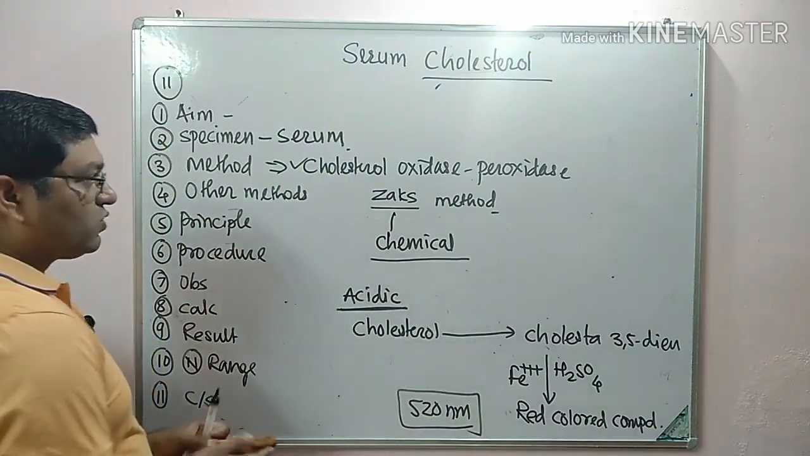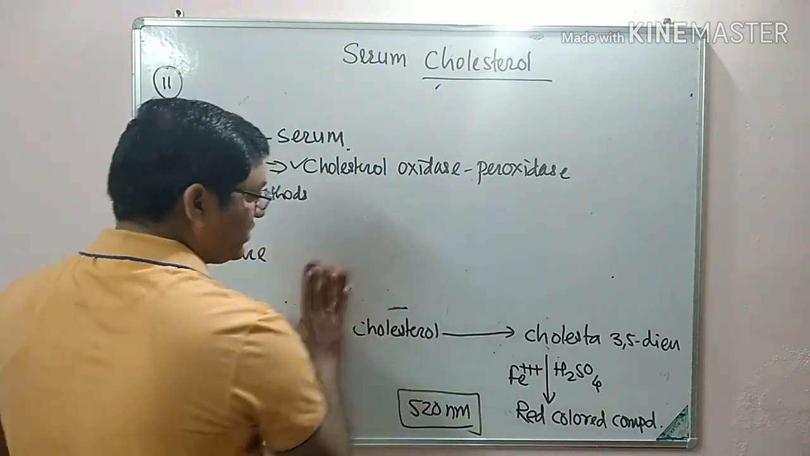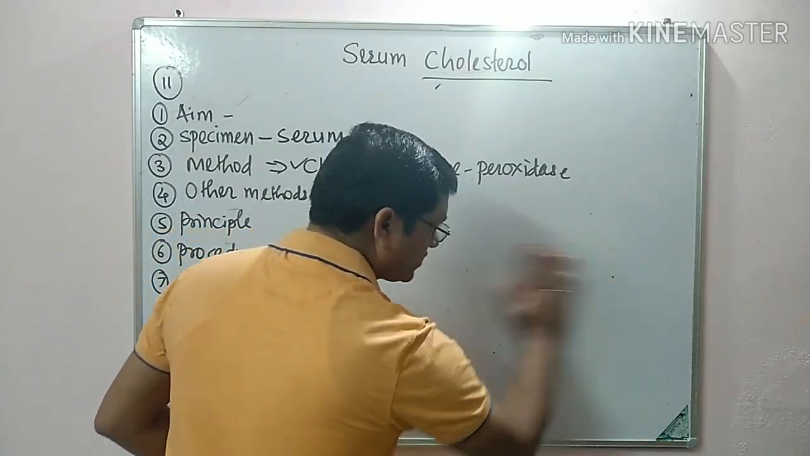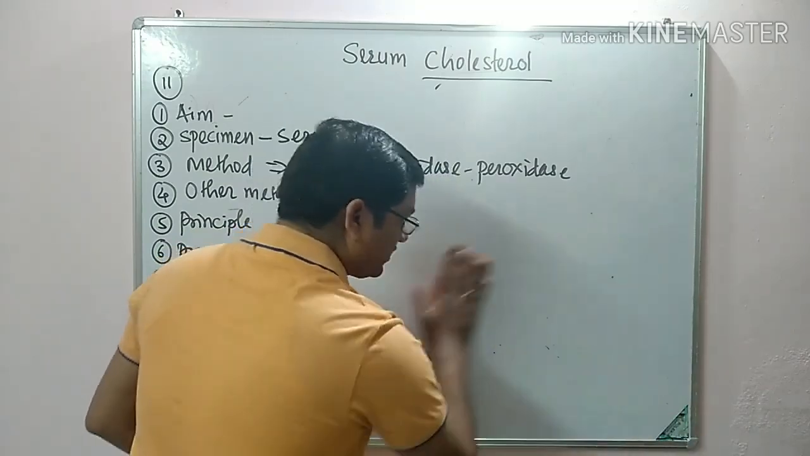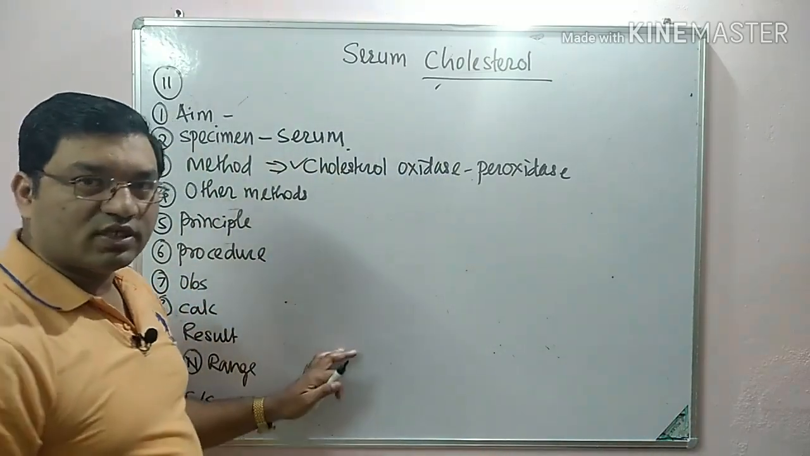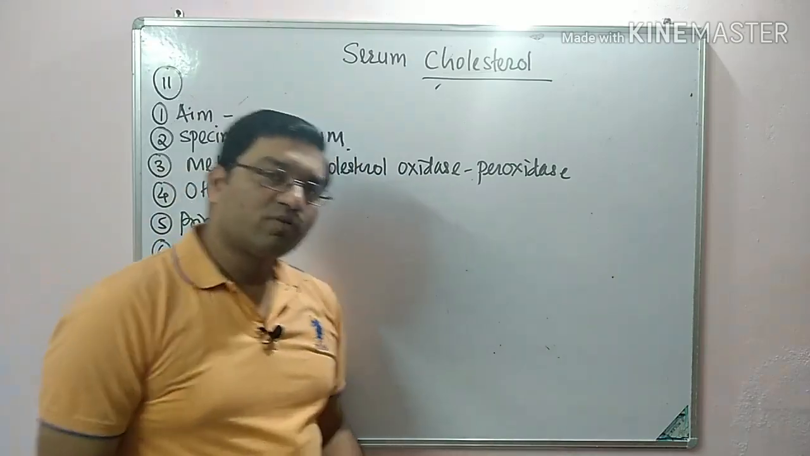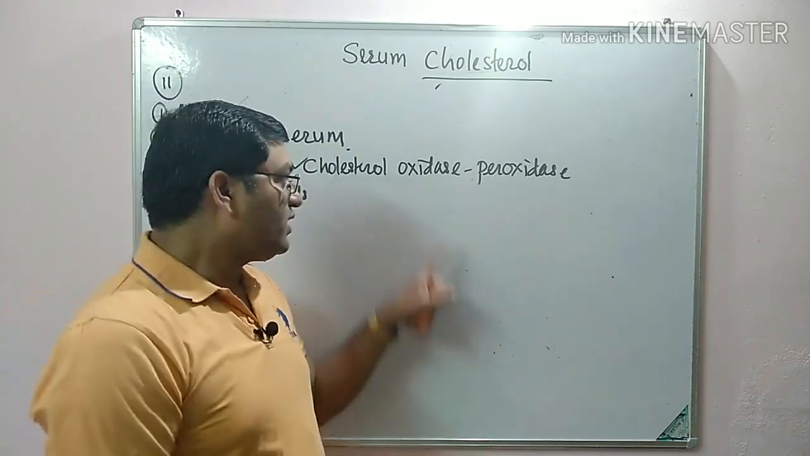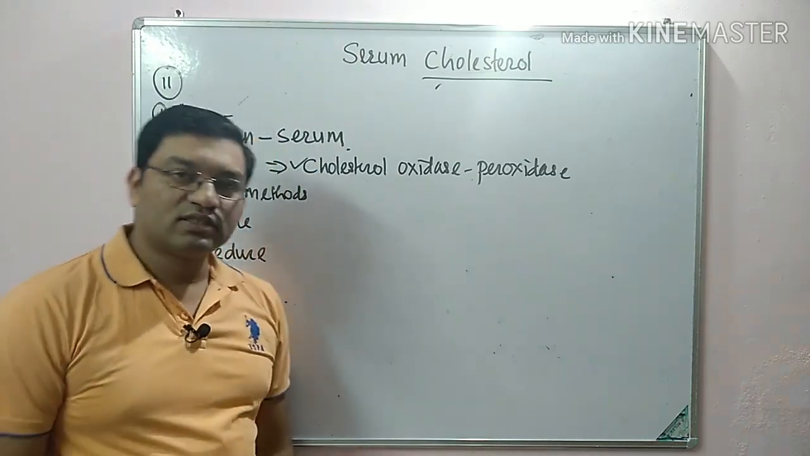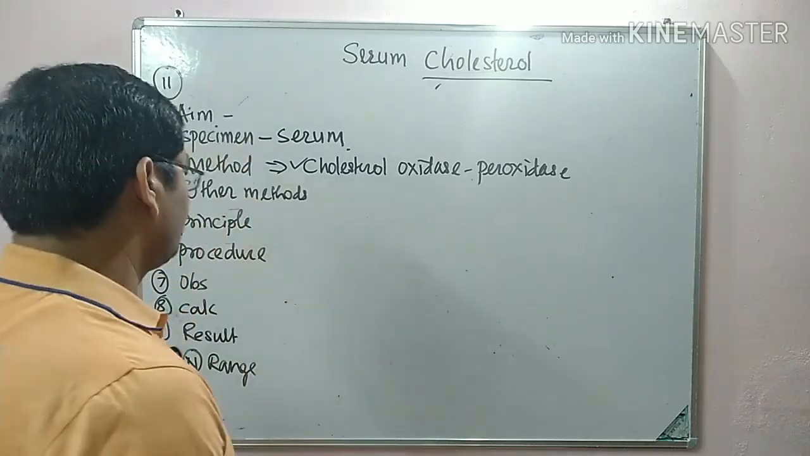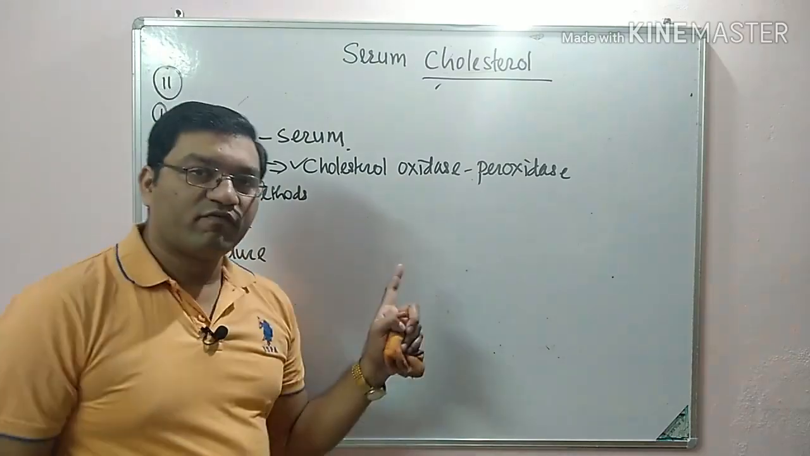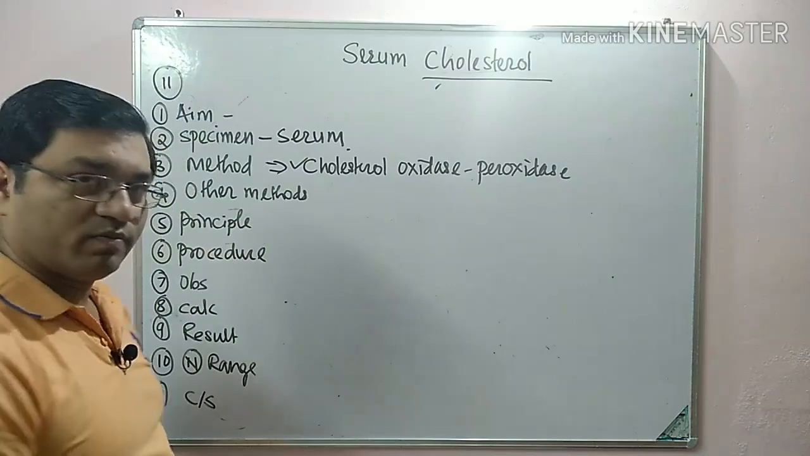Now coming to the cholesterol oxidase peroxidase method, this is an enzymatic method, more accurate, more sensitive, gives accurate results. It is a one-step procedure. Less amount of serum is required, that is 10 microliter of serum, and it is an easy procedure, that is the cholesterol esterase oxidase peroxidase method. The cholesterol in blood is present in two forms, free form and esterified form.